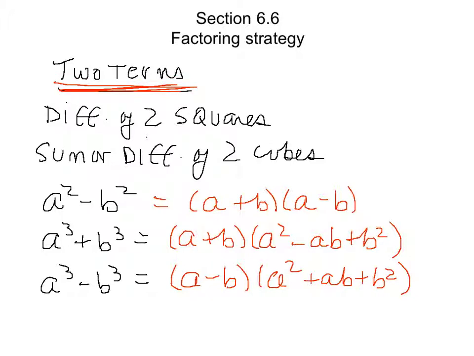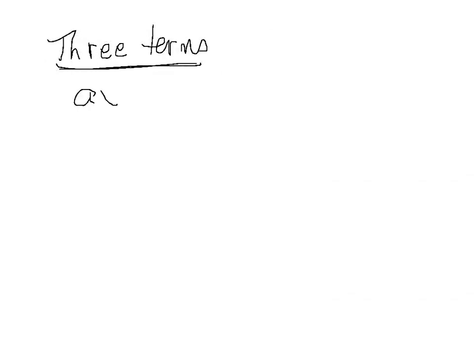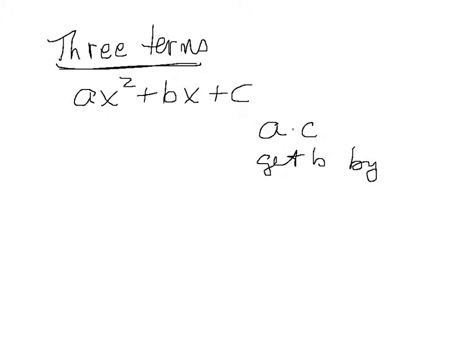Okay, moving along. So now suppose that you have three terms, which might look something like ax squared plus bx plus c. Remember, the trick here is to look at a times c, and we try to get b by either adding or subtracting two factors of ac. So we covered that in great detail a few sections ago.